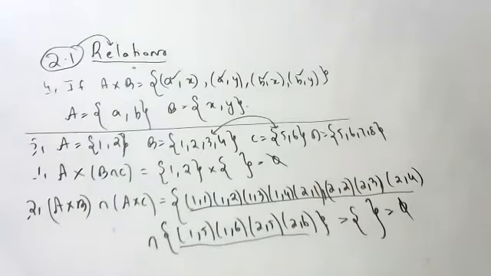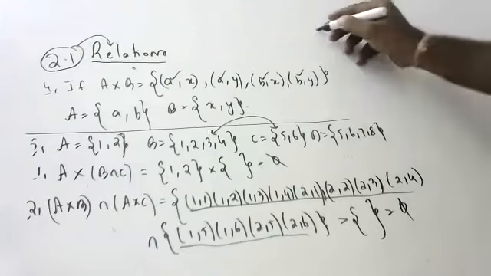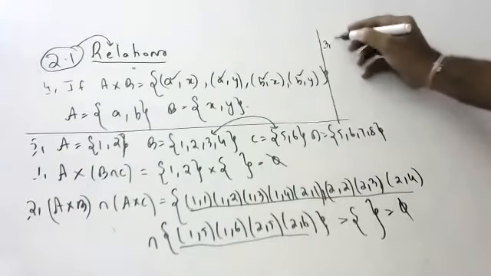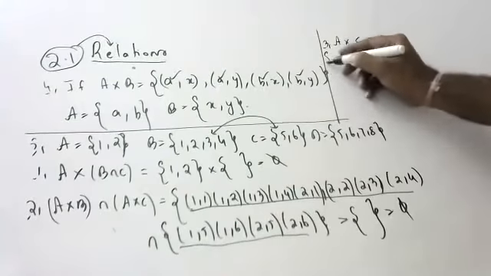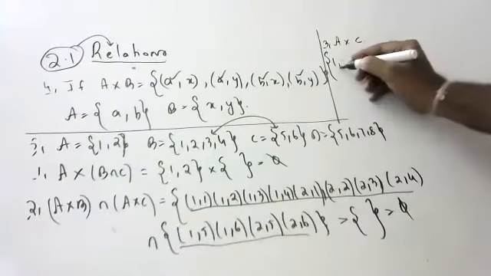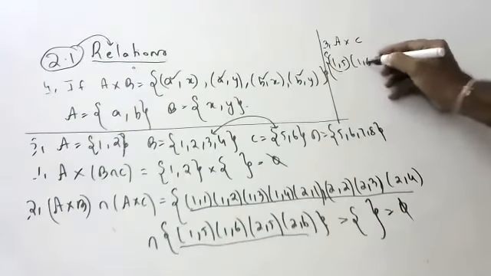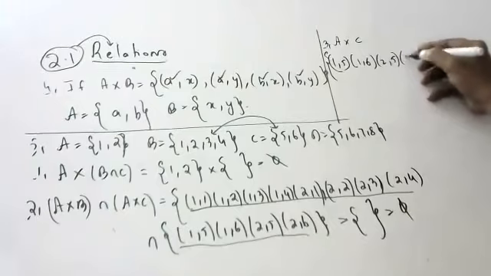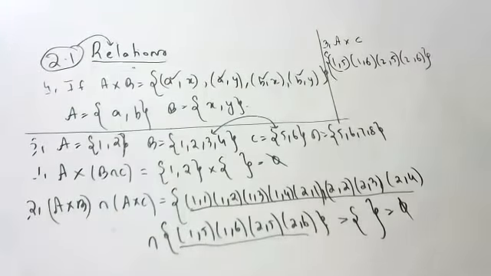So children, what is the next one they ask? They are asking: find A cross C. Third question, they are asking A cross C. Can anyone tell A cross C? 1 5, we know already. 1 comma 5, 1 comma 6, 2 comma 5, 2 comma 6. This is A cross C.